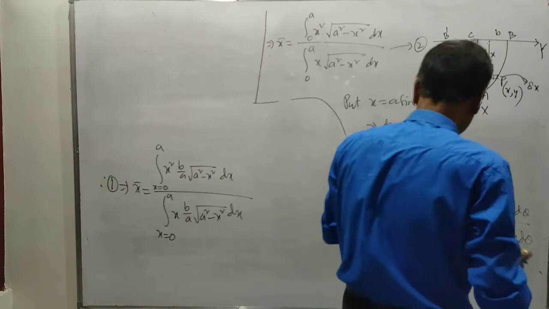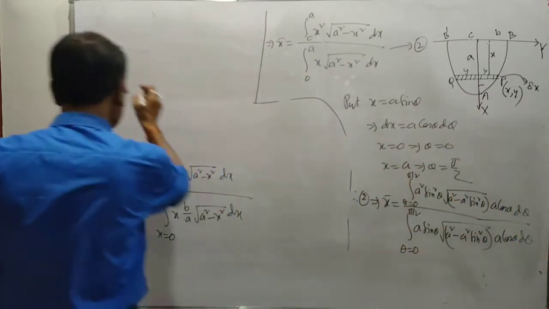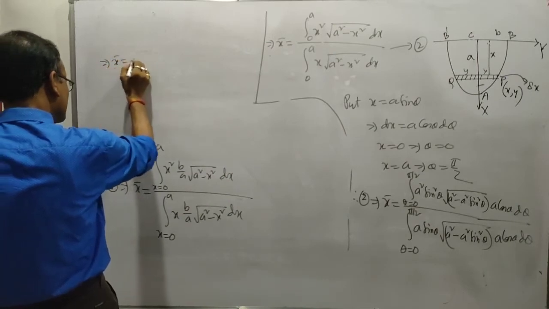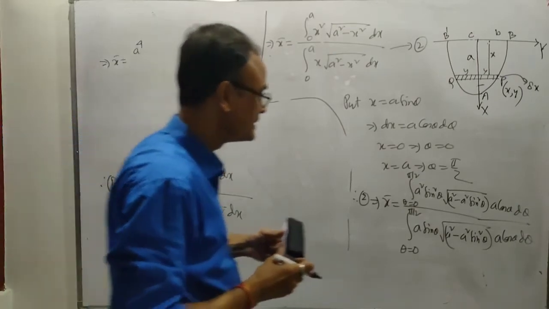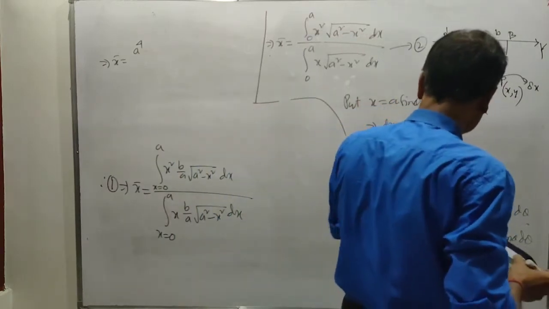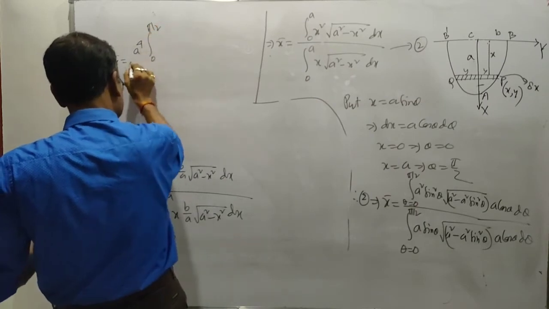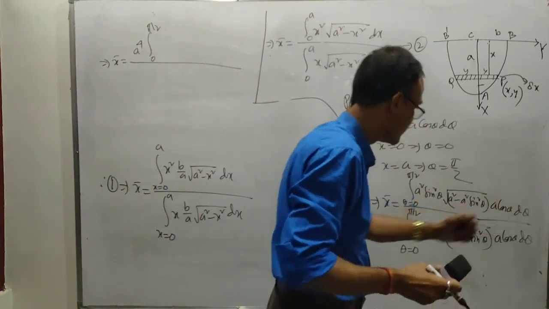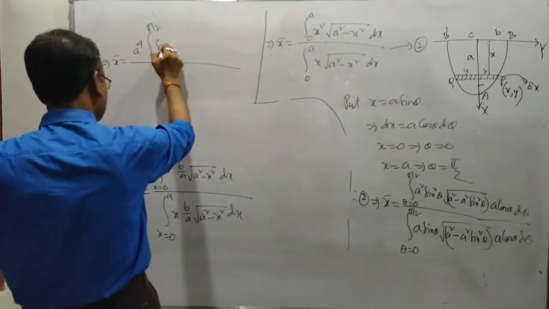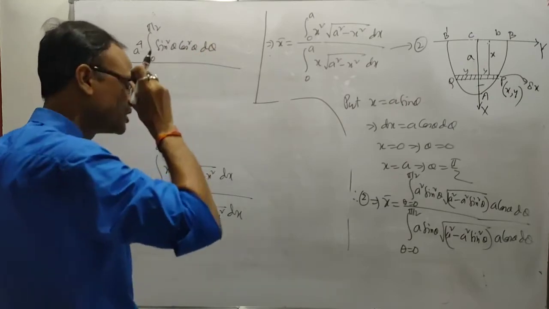Now, a square a to the power 4. This means x bar equal to a to the power 4, integration 0 to pi by 2, sin square theta cos theta, sin square theta cos square theta d theta.